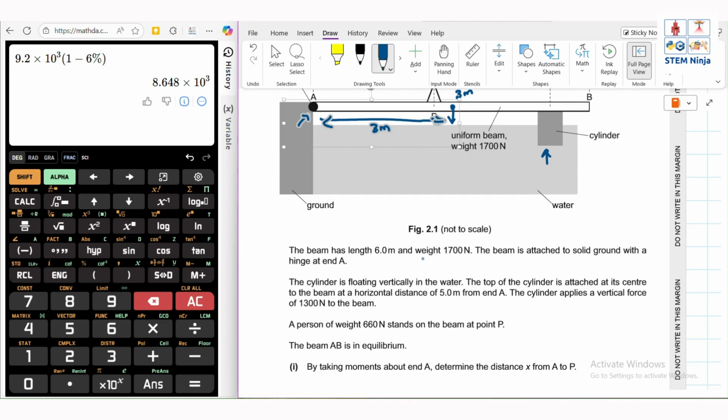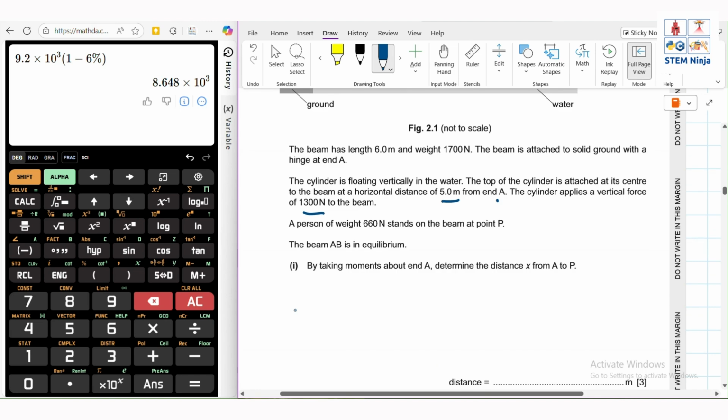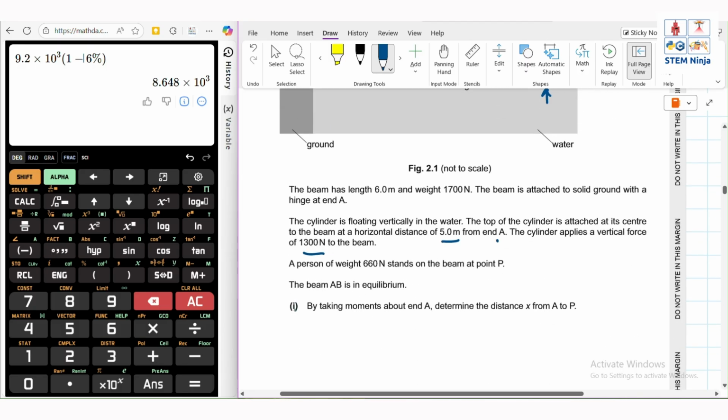The beam is attached to solid ground with a hinge at A. The cylinder is floating vertically in water. The top of the cylinder is attached at its center to the beam at a horizontal distance of 5 meters from end A. The cylinder applies a vertical force of 1300 Newton to the beam. A person of weight 660 Newton stands on the beam at point P. Beam AB is in equilibrium. By taking the moments about A, determine the distance x from A to P.